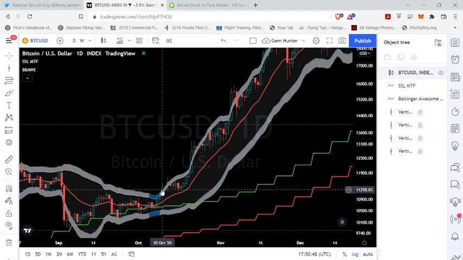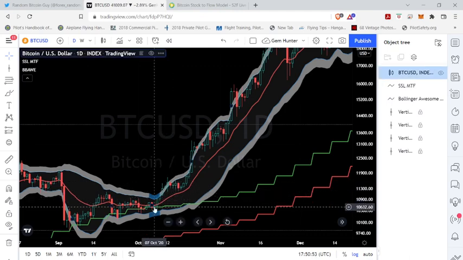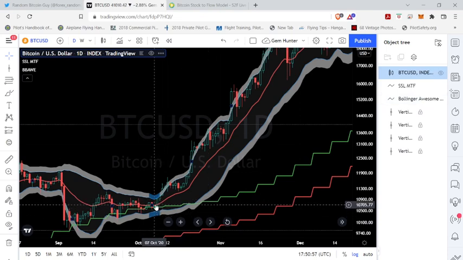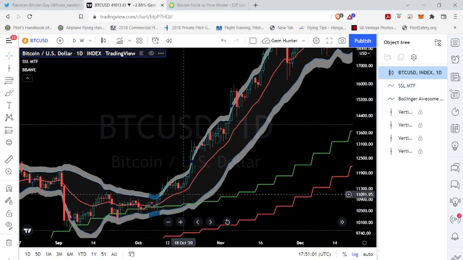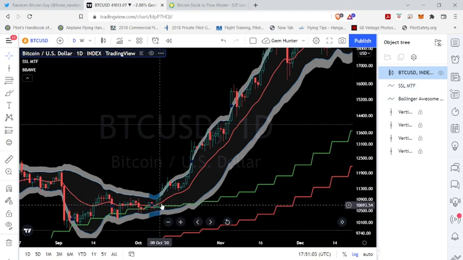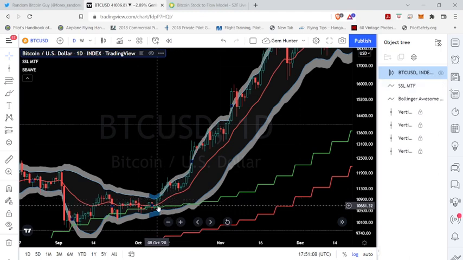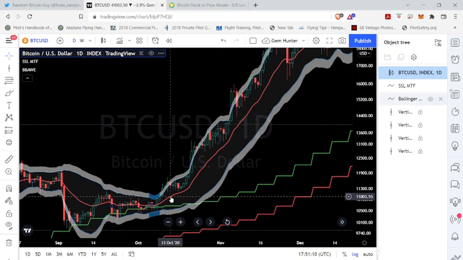So when we get on a run, like one of these parabolic runs, what you're going to see is we're above the SSL. So now we're here, still underneath the midline, but above the SSL. That means we're going to go 75%. When we're above the midline, we go to 50%.